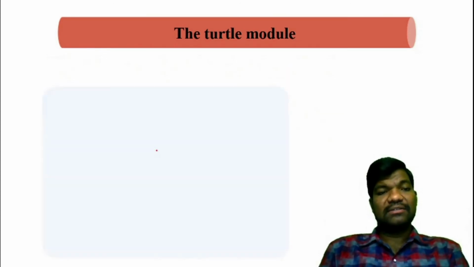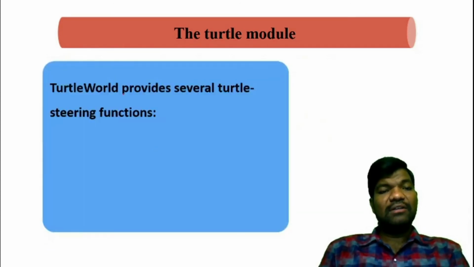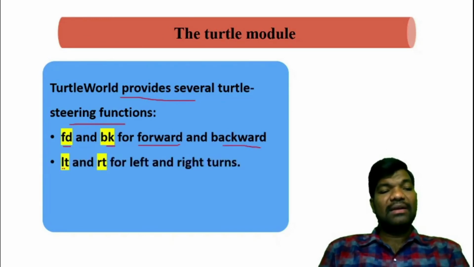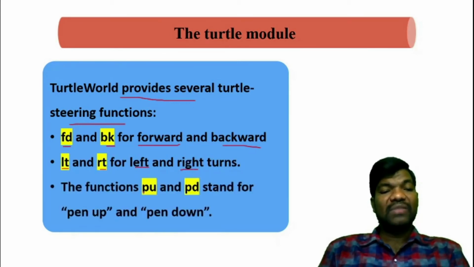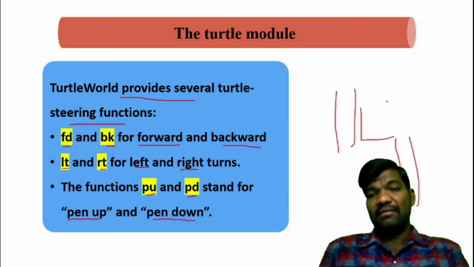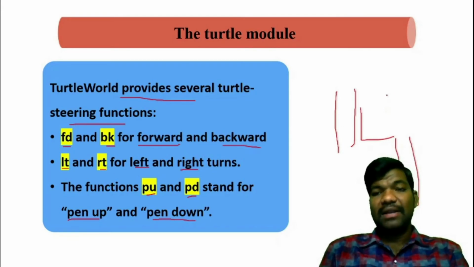So just like this, Turtle bob provides several steering functions. Steering functions are like this: fd means forward, bk means backward, lt means left turn, rt means right turn. Similarly, pu means pen up, pd means pen down. Pen up means there are no lines, I'm just moving the pen. Pen down means like this.